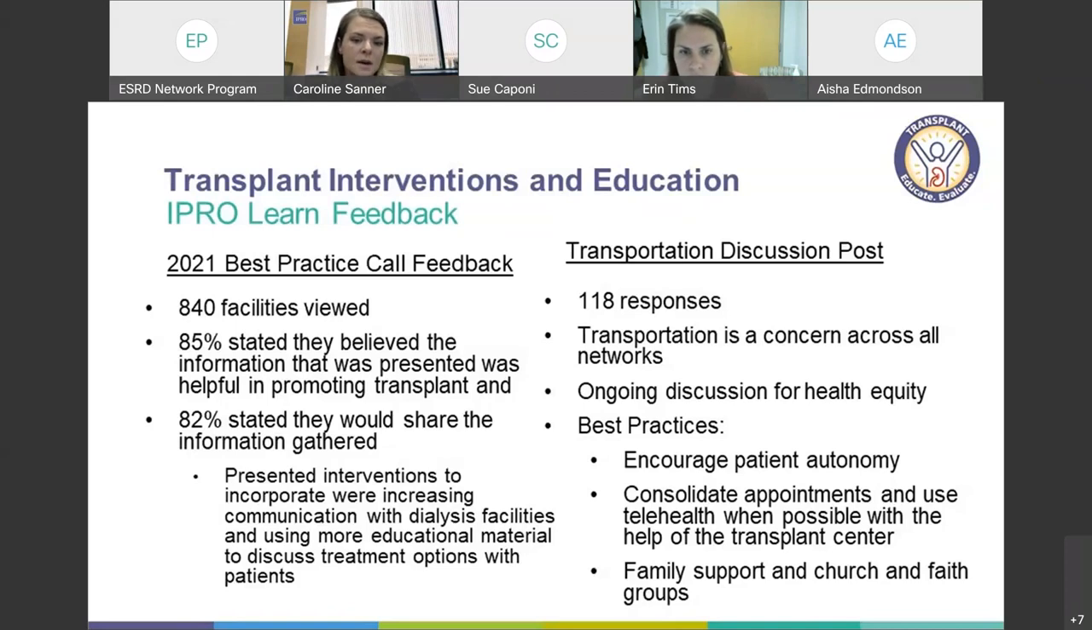for health equity purposes. Some best practices that came out of these transportation responses: facilities were talking about how they encourage patient autonomy in making their own appointments, after obviously assisting them and showing them how to do it. Dialysis facilities work with transplant centers to consolidate appointments and use telehealth when possible, so it keeps the patient from needing to travel to and from the transplant center, especially if they live further away. And third, use family support, exploring reimbursement for family that drives patients to these appointments, and also church and faith groups.